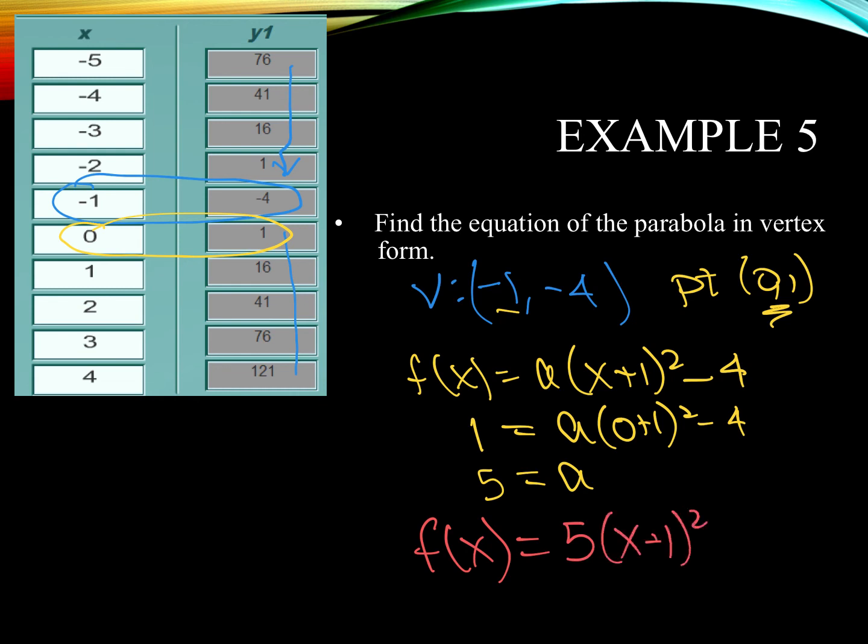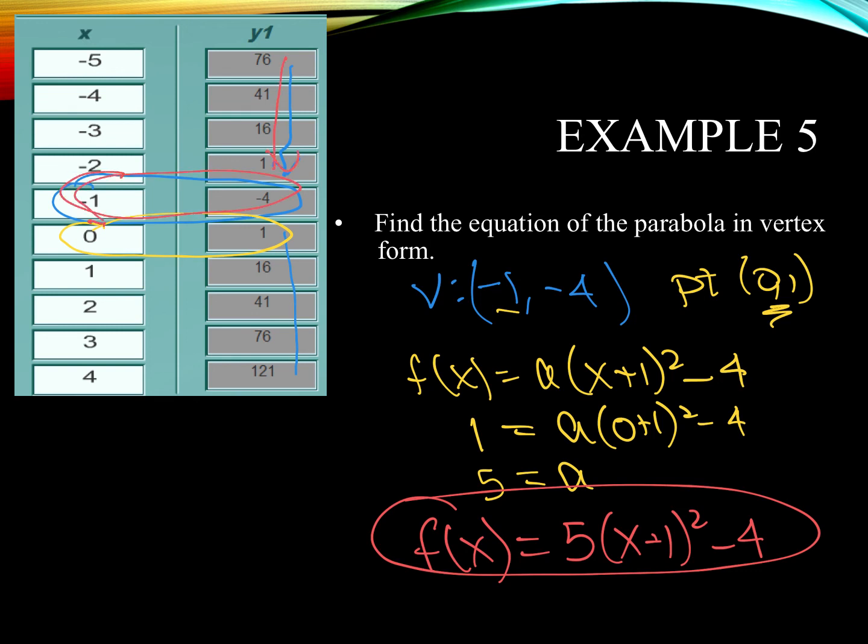And my formula then is going to be f of x equals 5 times the quantity of x plus 1 squared minus 4. Now looking at this, I know that this vertex is a minimum, and I can tell that because my numbers are getting smaller as I go from this direction, and smaller as I go from this direction. I have a minimum, which tells me that I should have a U-shaped graph and that this a value should be positive, which is what I found. So again, I'm most likely on the right track.